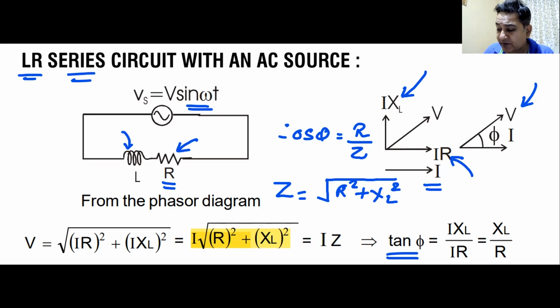These are the three diagrams that you will draw. This is your VR, voltage across R. This is your VL, voltage across L. This is the total voltage V. Total voltage V is ahead of total current I by a phase angle of phi. Tan of phi is XL by R. Cos of phi is R divided by Z. Z is under root of R square plus XL square. I'll give you a minute, 2 minutes. If there is any doubt, please ask.